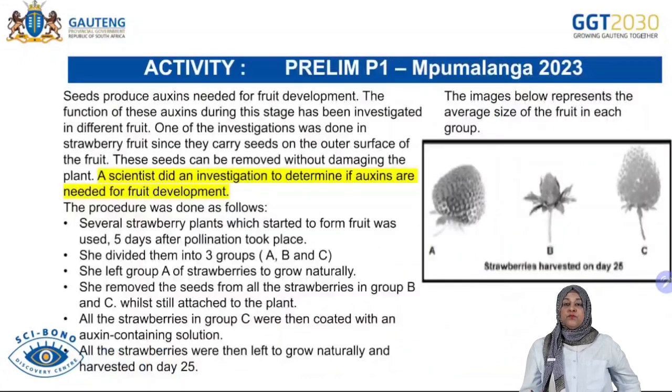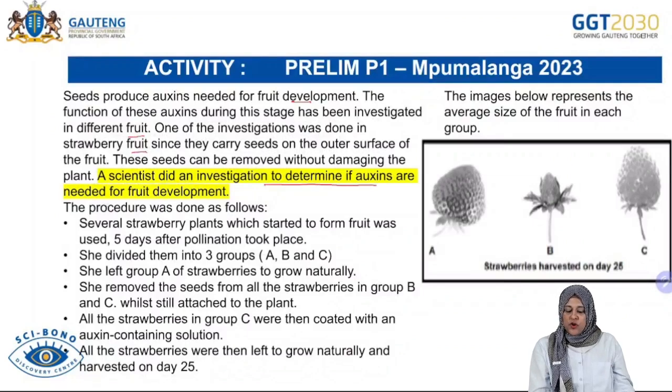Right, this activity was from the Mpumalanga prelim paper 1. Seeds produce auxins needed for fruit development. The function of these auxins during this stage has been investigated in different fruit. One of the investigations was done in strawberries. Since strawberries carry seeds on the outer surface of the fruit, these seeds can be removed without damaging the plant. A scientist did an investigation to determine if auxins are needed for fruit development. When you come across 'to determine' or 'to find out', that is the aim of the investigation. That is where you're going to get your dependent and your independent variables from.